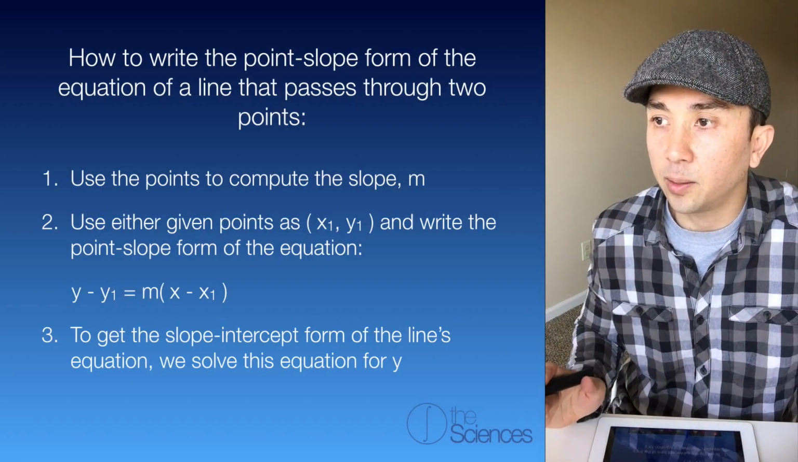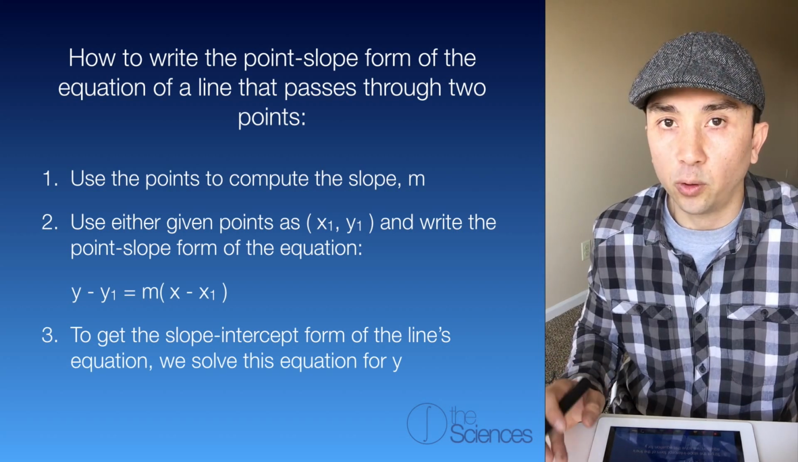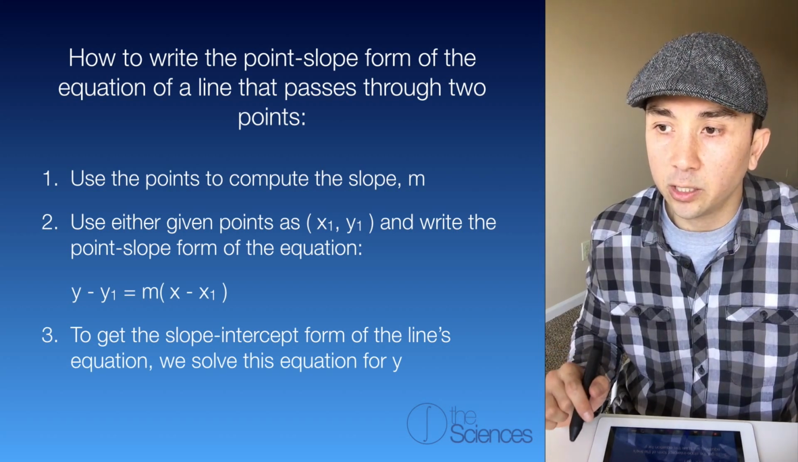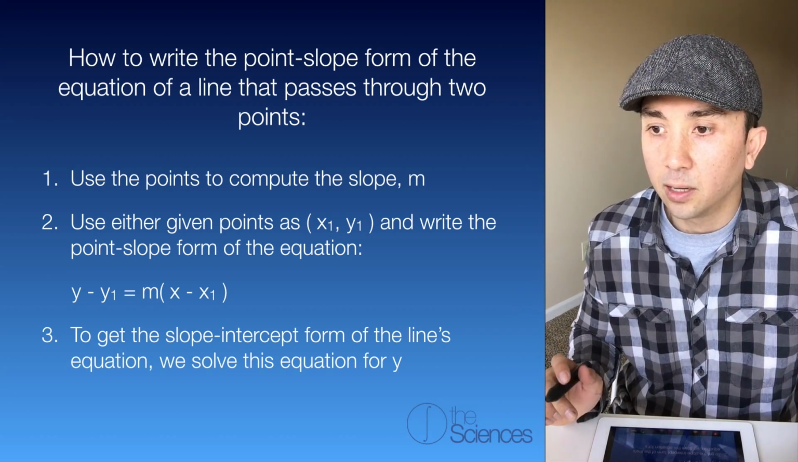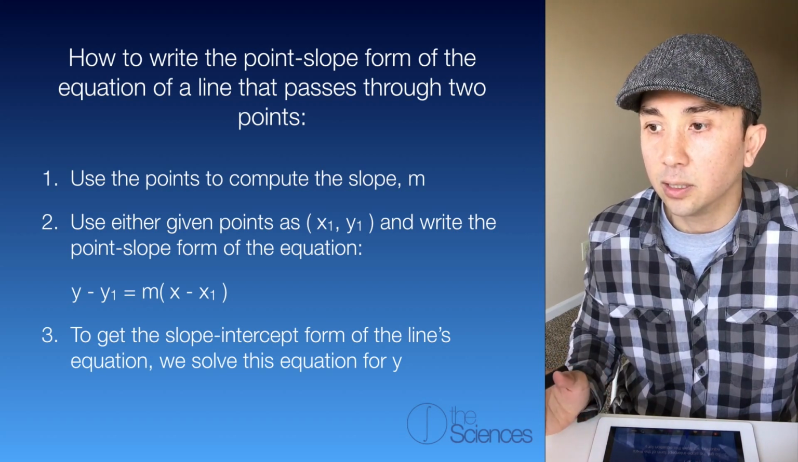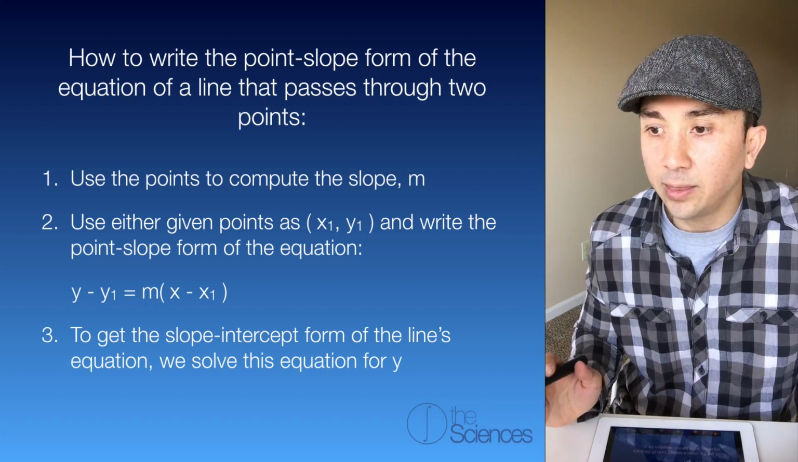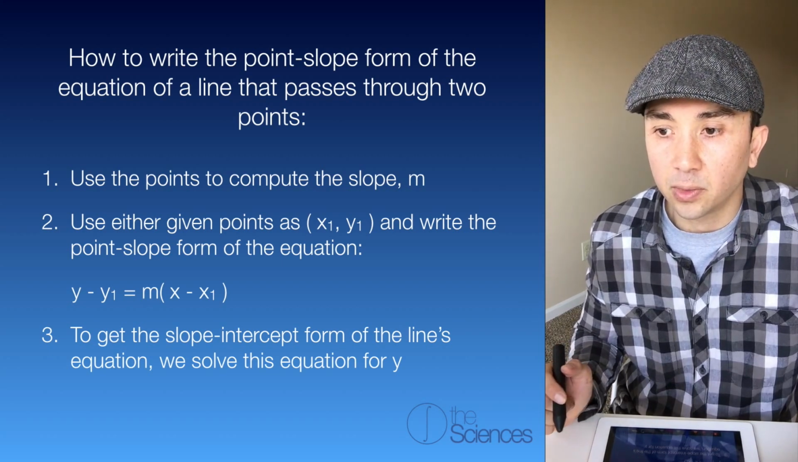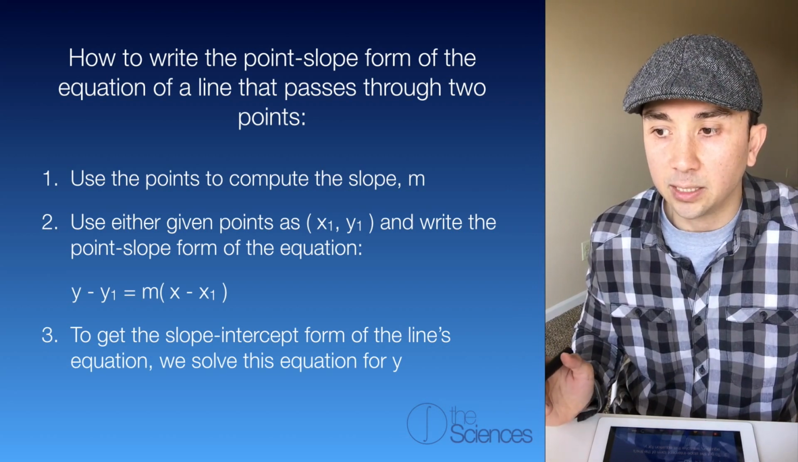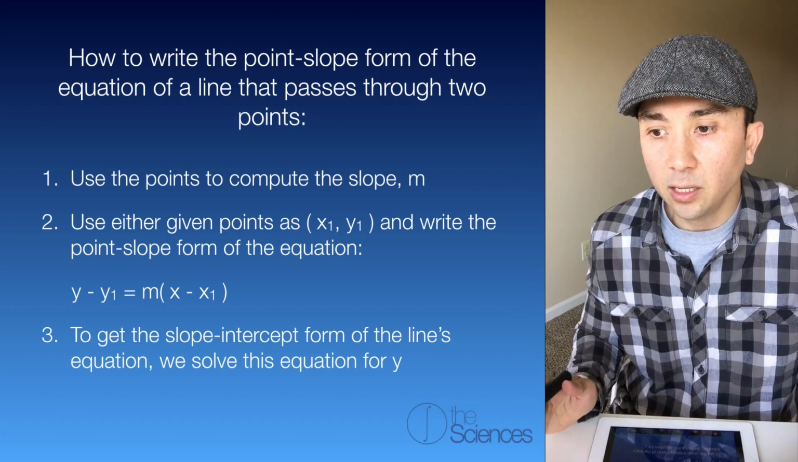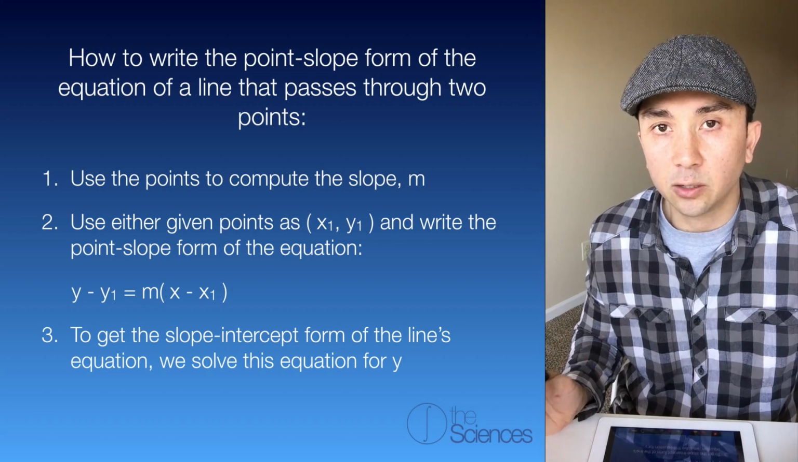So here's how to write the point-slope form of the equation of a line that passes through 2 points. The first thing you're going to do is use the points to compute the slope m. Then you're going to use either given point as x1, y1, and write the point-slope form of the equation, y minus y1 equals m times x minus x1. Then, to get the slope-intercept form of the line's equation, we solve this equation for y.